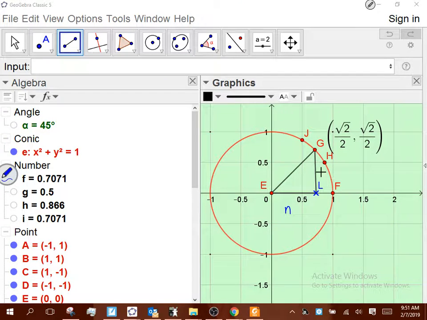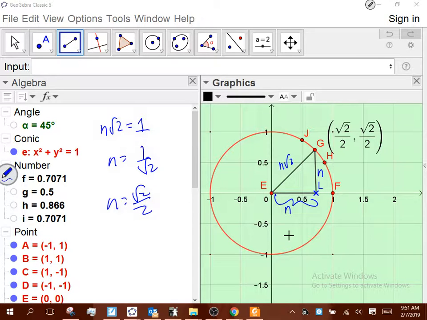Okay, if that's a 45, 45, 90 right triangle, this is n, and this is n radical 2, right? You just told me n radical 2, that side was equal to 1, right? Well, then n is equal to 1 over radical 2, which simplified is that, right? So it tells me that distance right there is radical 2 over 2. That distance right there is radical 2 over 2.